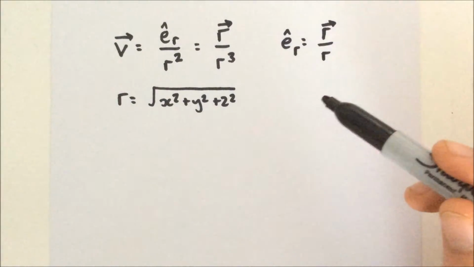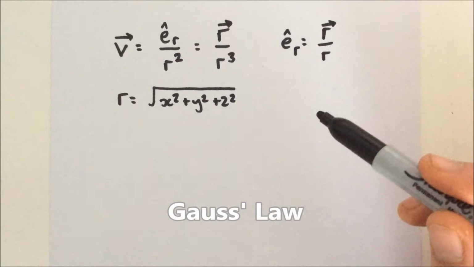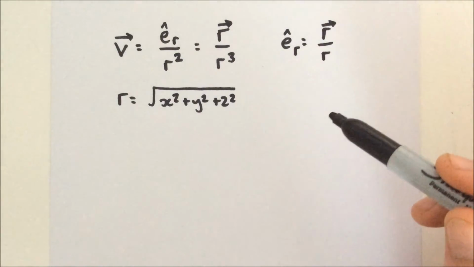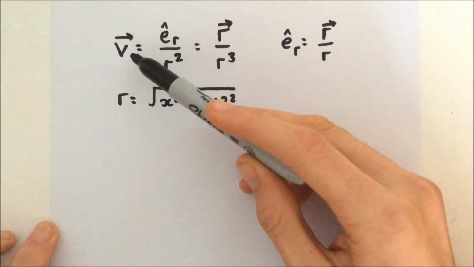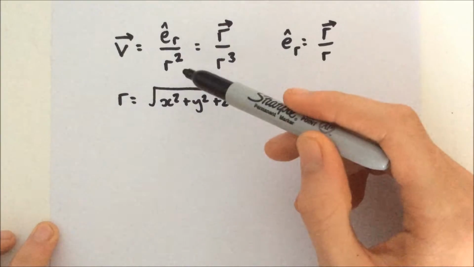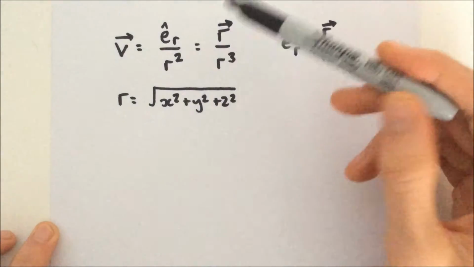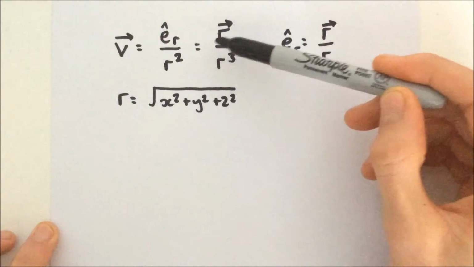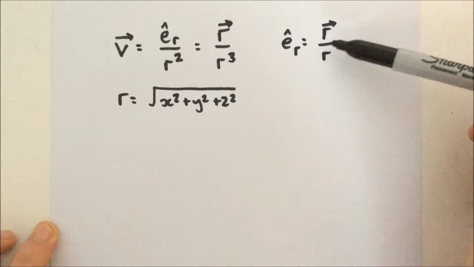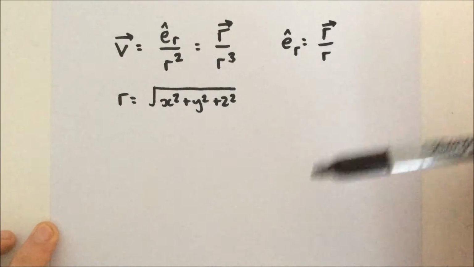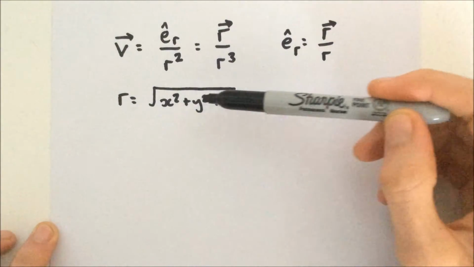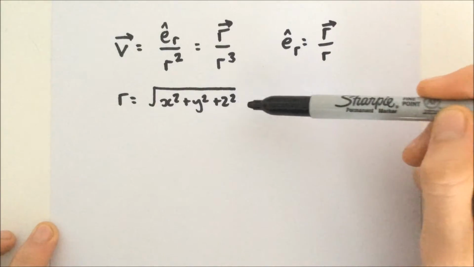Hello! Today we're going to derive Gauss's law for electric fields from scratch using the inverse square law. So let's take a vector field that satisfies the inverse square law, which is 1 over r squared. It's in the r direction, so we have our unit vector e hat r, which is equal to your r vector divided by its magnitude. r itself is simply the square root of x squared plus y squared plus z squared.